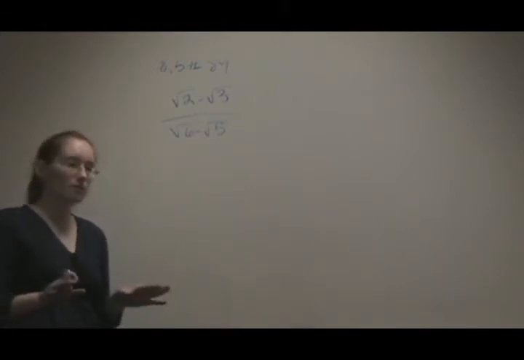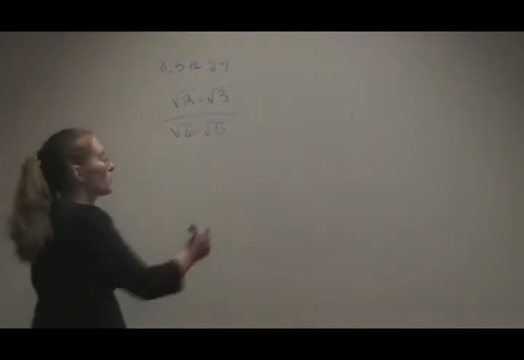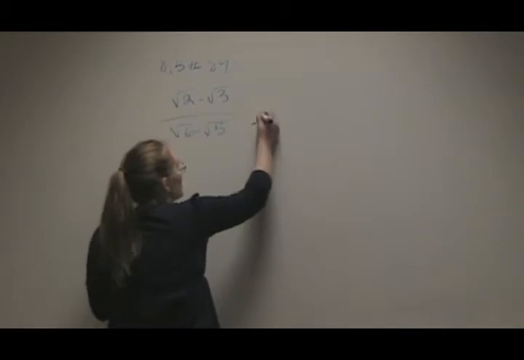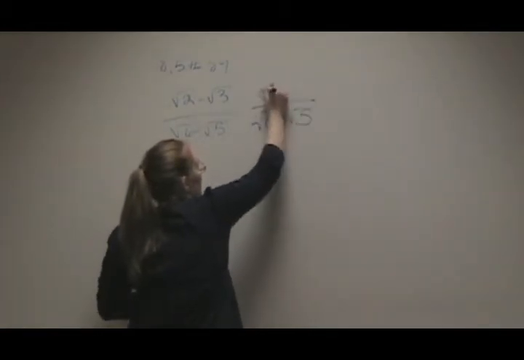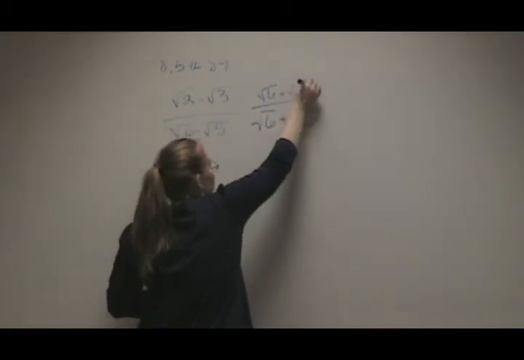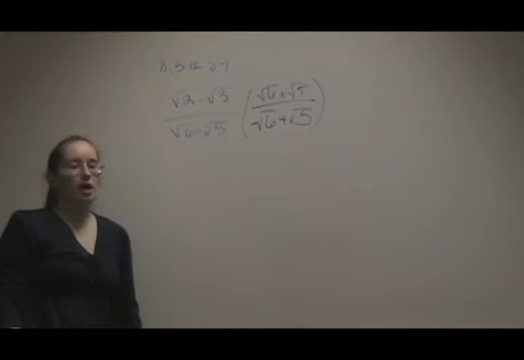The conjugate means you take the same expression, but you change the middle sign. So that means this is going to be square root of 6 plus the square root of 5. Remember, I have to do the same thing to top and bottom. So what I'm going to do is FOIL out both top and bottom.